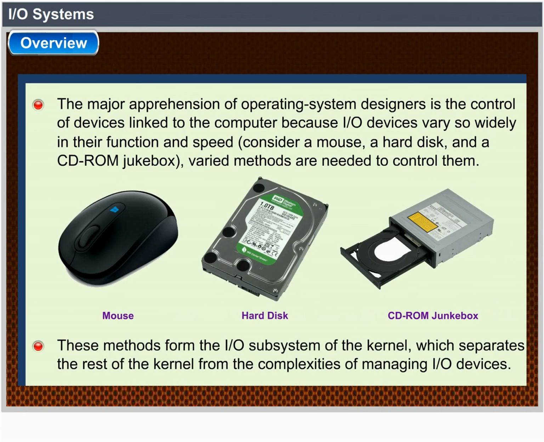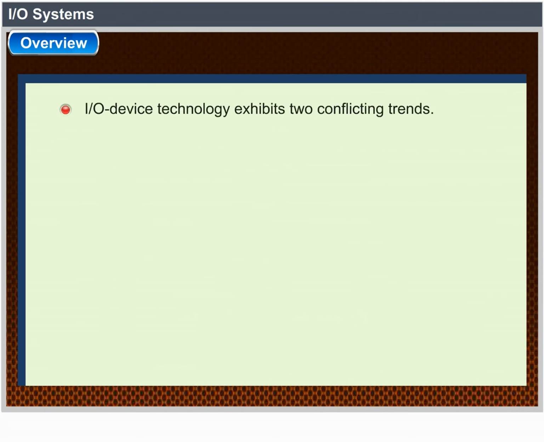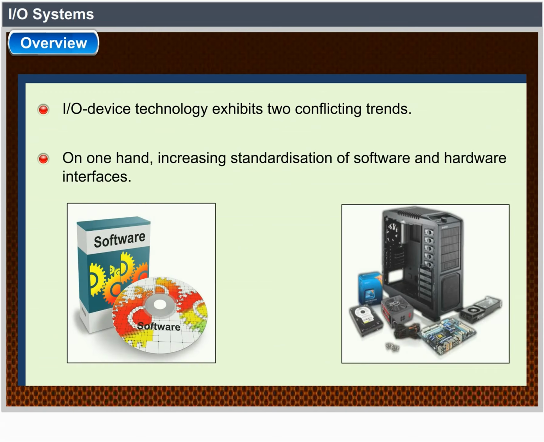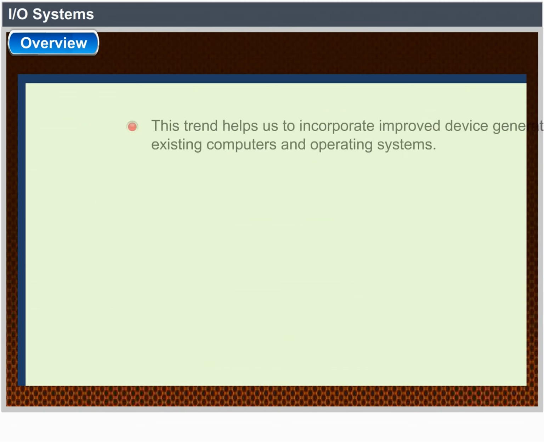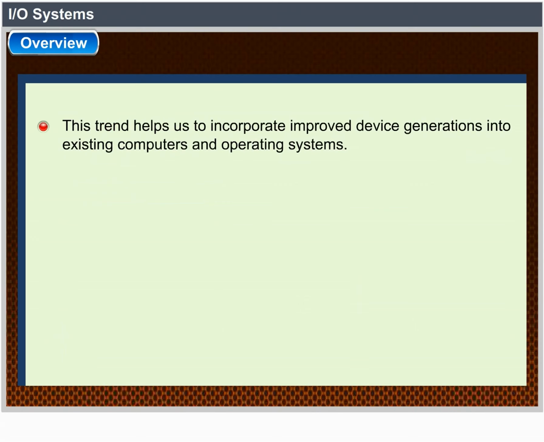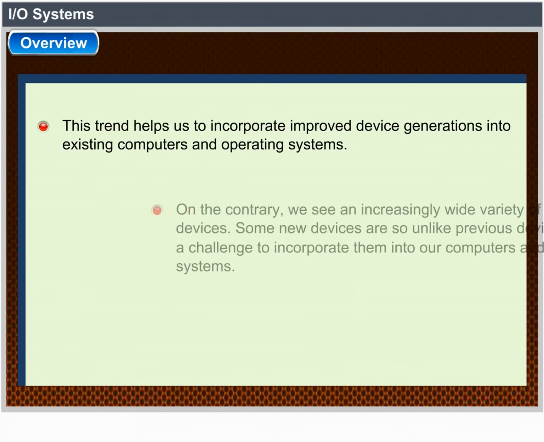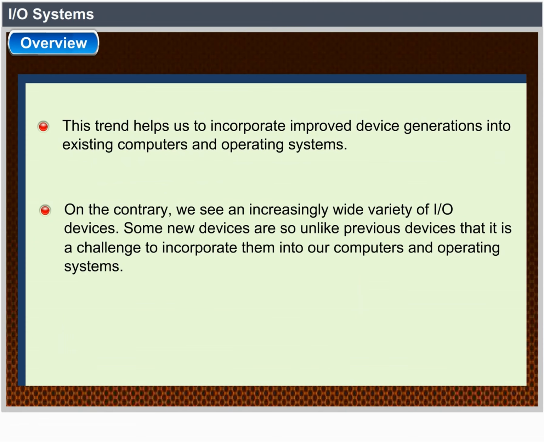managing input-output devices. Input-output device technology exhibits two conflicting trends. On one hand, we see increasing standardization of software and hardware interfaces. This trend helps us to incorporate improved device generations into existing computers and operating systems. On the other hand, we see an increasingly broad variety of input-output devices. Some new devices are so unlike previous devices that it is a challenge to incorporate them into our computers and operating systems. This challenge is met by a combination of hardware and software techniques.